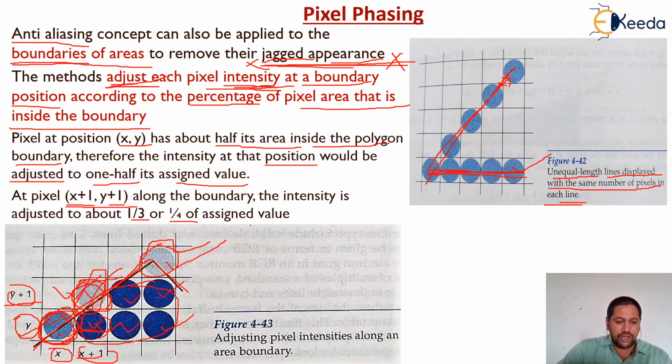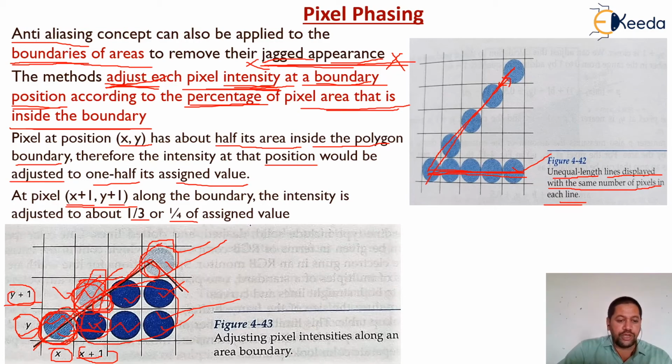If I activate with the same intensity, obviously there will be the staircase effect. So I am going to adjust the pixel intensity level at the boundary position according to the percentage of pixel area that is inside the boundary or inside the polygon. All these pixels are inside the polygon, so they will have the appropriate intensity. This pixel is 50% inside, 50% outside, so I will activate this pixel with only 50% intensity, whereas these two pixels have very little part inside. You can find only 25 or 30% part is inside, and the remaining part is outside the boundary of the polygon.